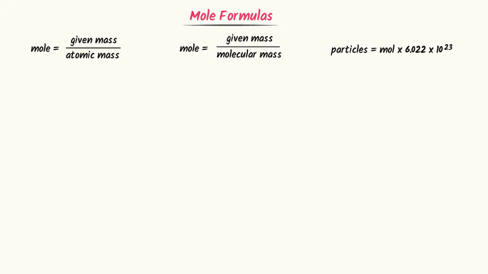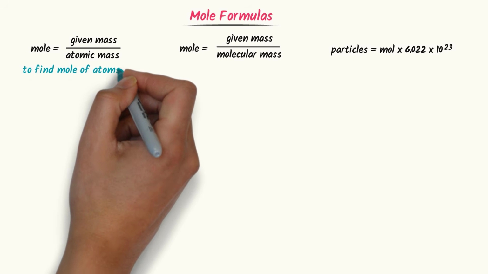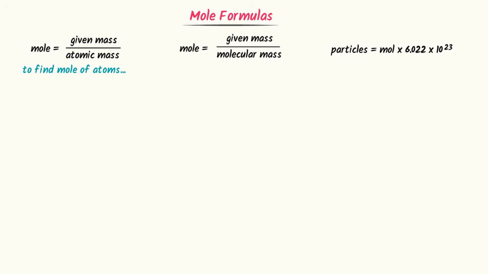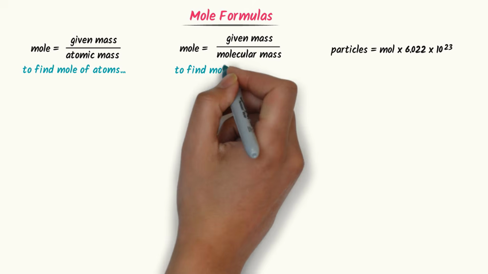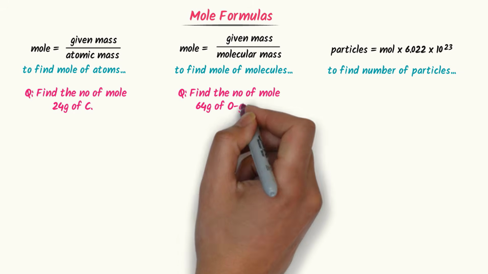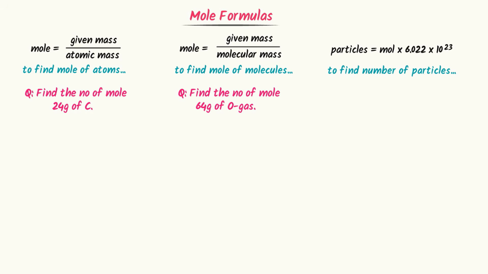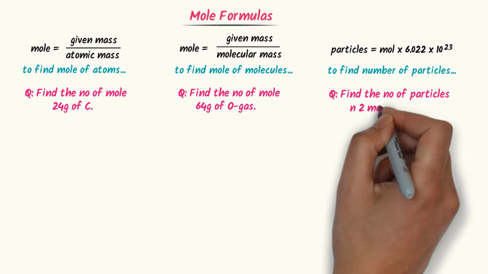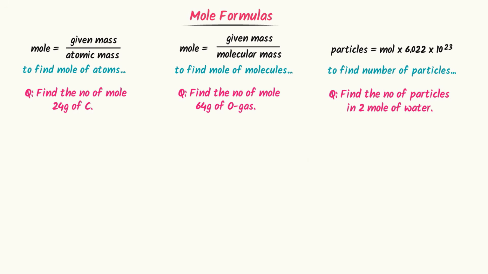We use the first formula when we find the number of moles of atom. We use the second formula to find the number of moles of molecule, while we use the third formula to find the number of particles in a given substance. For example, consider these questions. Find the number of moles in 24 gram of carbon. Find the number of moles in 64 gram of oxygen gas. Find the number of particles in 2 moles of water.